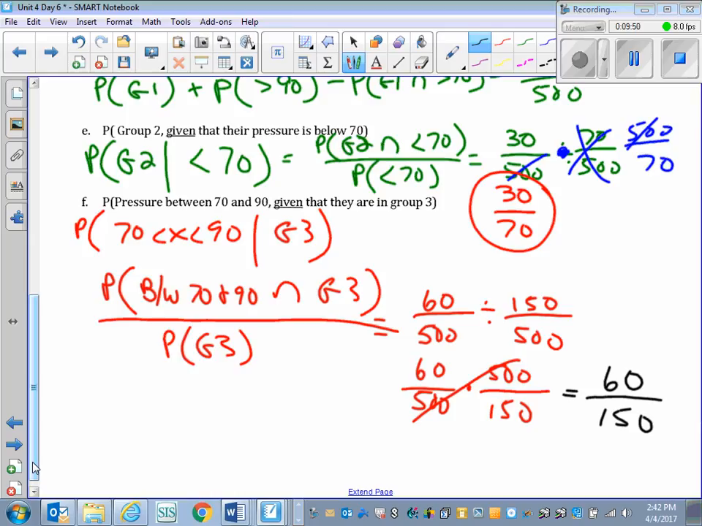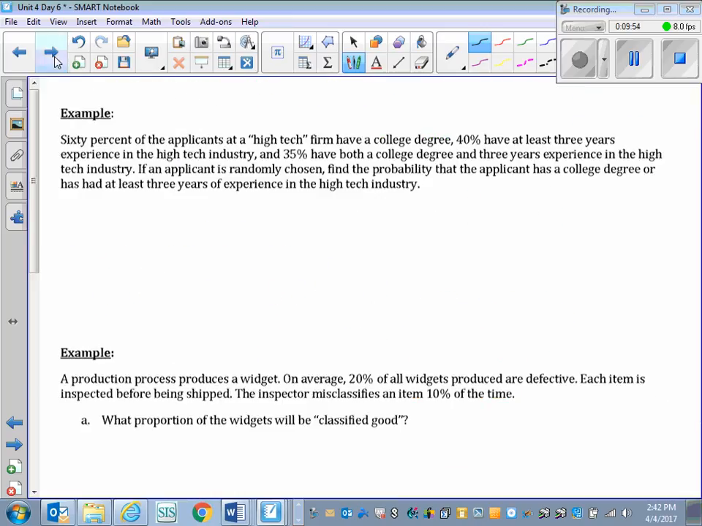All right, let's take a look at the next example. 60% of applicants at a high-tech firm have a college degree. 40% have at least 3 years of experience. And 35% have a college degree and 3 years of experience in the high-tech industry.